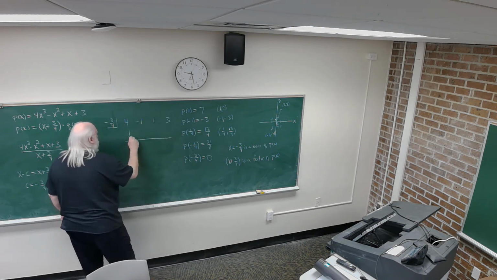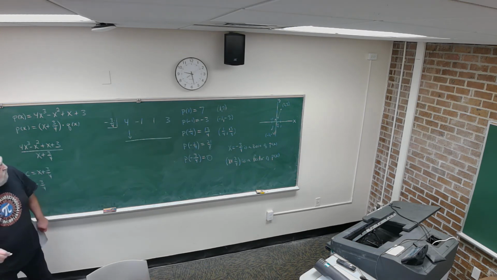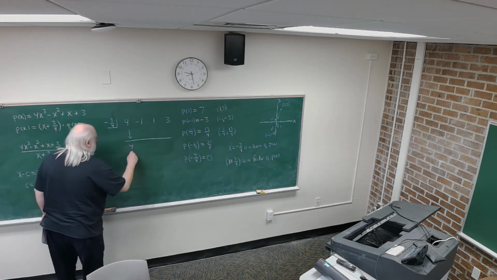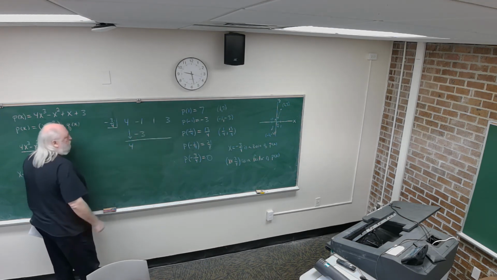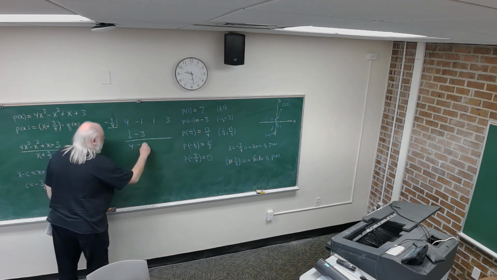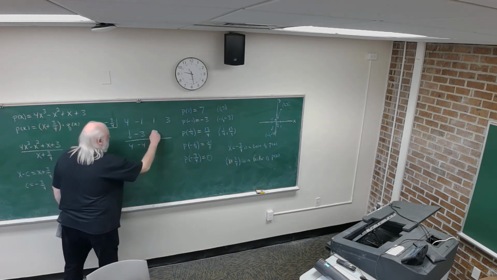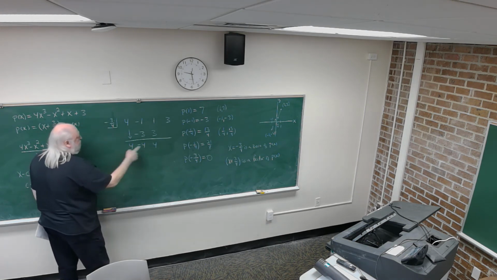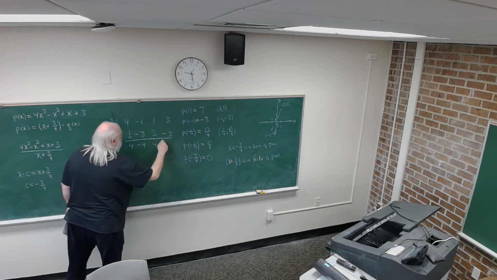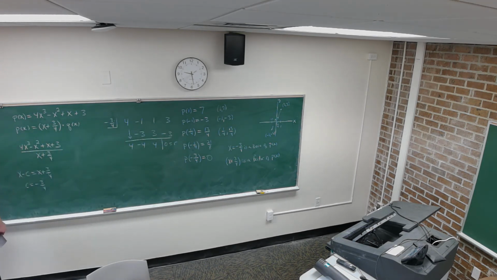Now you're working with fractions, so you've got to be on top of your game with the fractions, right? So you bring the 4 down. Minus 3/4 times 4 is minus 3. Minus 1 minus 3 is minus 4. Minus 3/4 times minus 4 is plus 3. And 1 plus 3 is 4. And minus 3/4 times 4 is minus 3. Remainder 0, which we better get or we did something wrong.